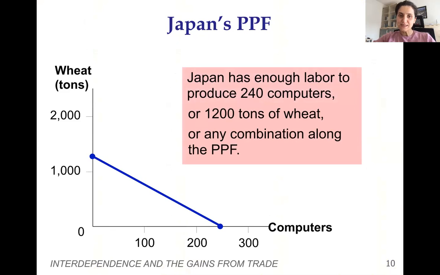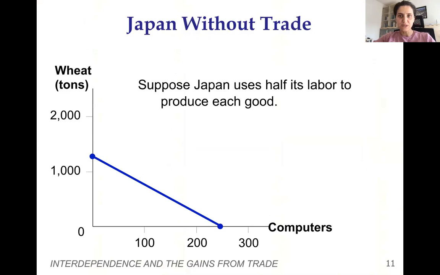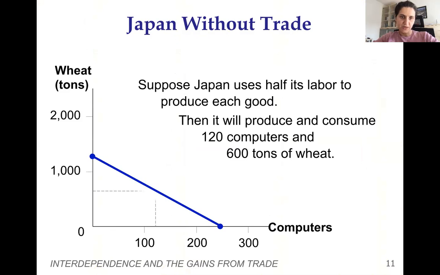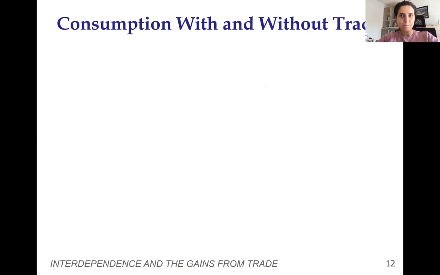Again, let's assume that the country uses half of its labor to produce each good. As a consumption point, it chooses this red dot. Now we're going to compare consumption with and without trade. Without trade means the country needs to consume somewhere inside the production possibility set. With trade it doesn't need to be so. We are going to show it.